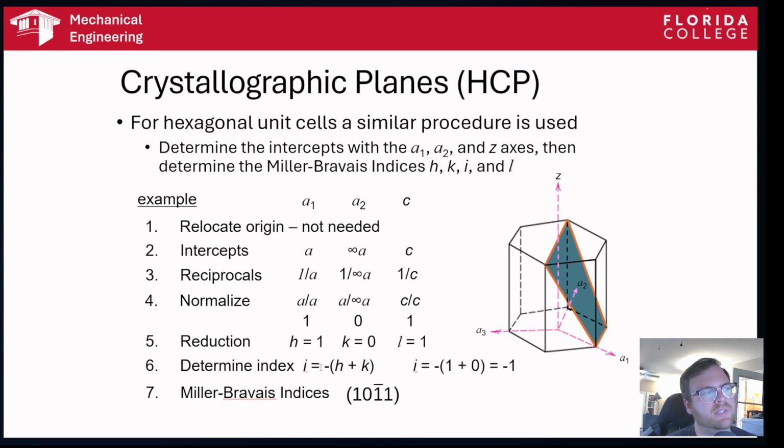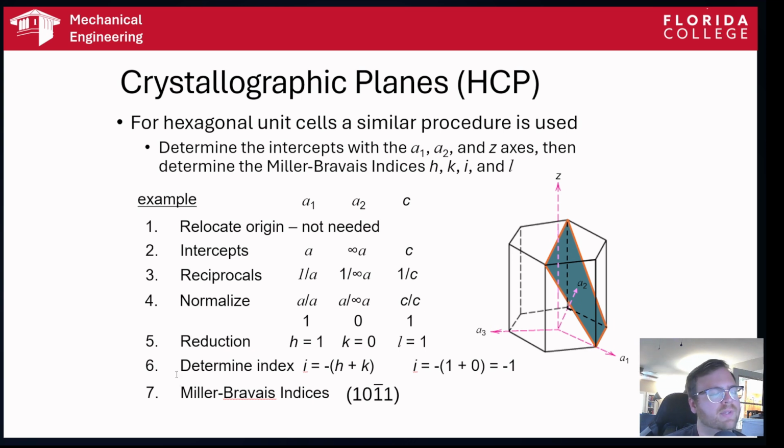Then you follow the same set of steps. You ask yourself if you need to relocate the origin. In this case, it's not needed. Your origin's right down here. Then you get your intercepts based on the position in the cell. In this case, it will never intersect with A2, so you just write infinity A for the A2 set. You take your reciprocals, you normalize in the same method. You get 1, 0, 1 out of that. You reduce to your smallest integer values. And then you determine the index.